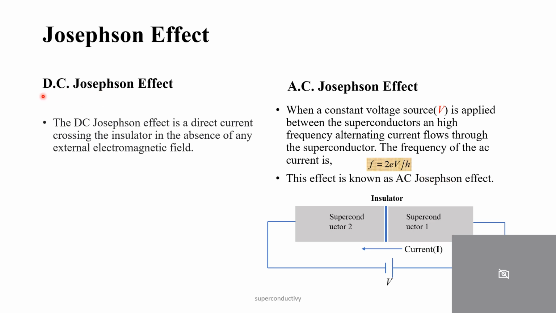That means in case of DC Josephson effect, no voltage is applied externally, and still we get some current. But in case of AC Josephson effect, we apply some voltage and we get a fluctuating or AC current of frequency 2eV/h, where V is the applied voltage.